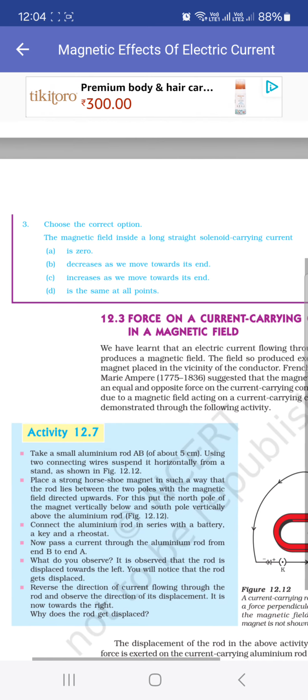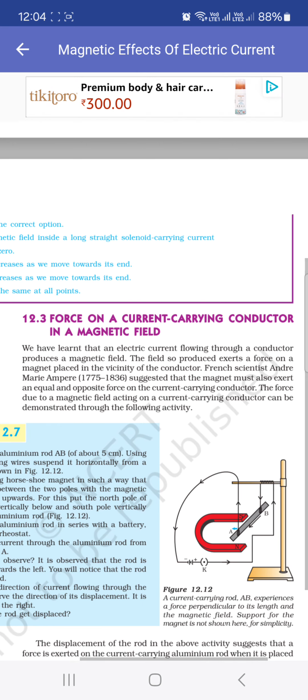Okay, next point. Force on a current carrying conductor in a magnetic field. We have learned that an electric current flowing through a conductor produces a magnetic field.